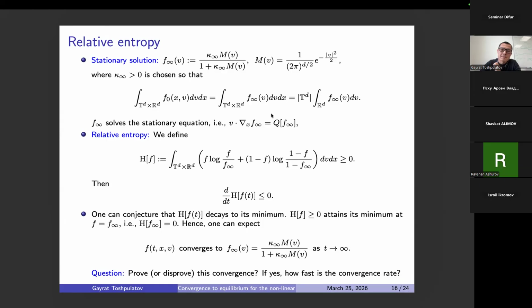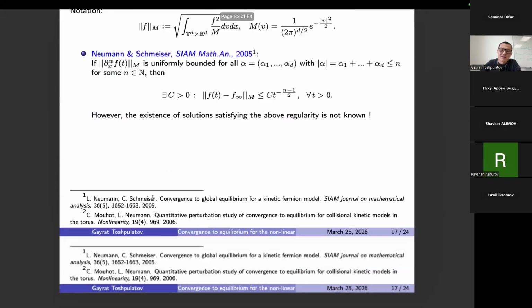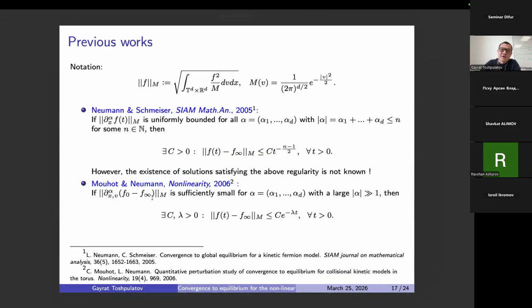It's understandable in the last theorem because the initial data is very close to it. But what is very close? What does it mean? Sufficiently small.